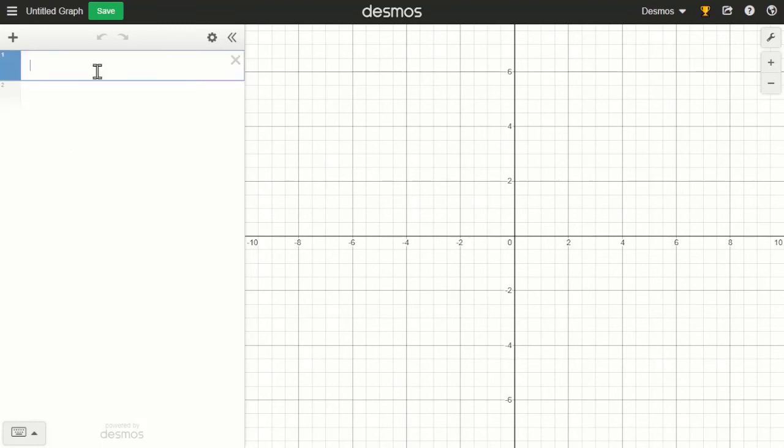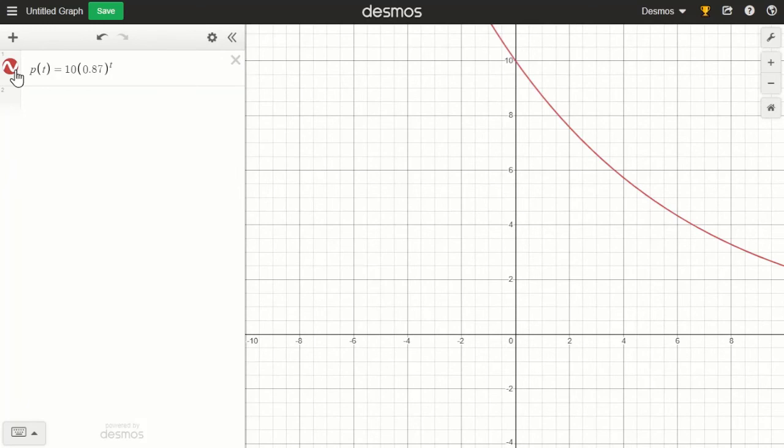Now, first I'm going to type, how about for the periodic one, I'm going to go with p of t. It's for the same population, but I have to name the function differently because one of them is the periodic version, the model, and the other one is the continuous model. So p of t is for periodic equals 10 times, and right now let me hide away the graph, 10 times 0.87 raised to the t. All right, so this will be our function.